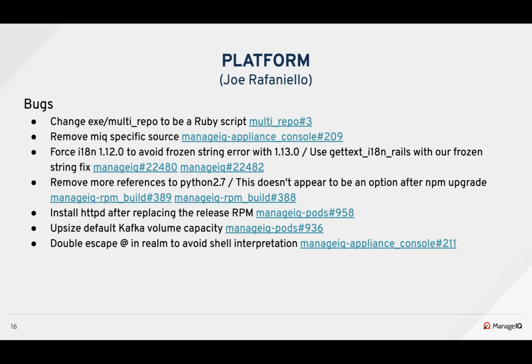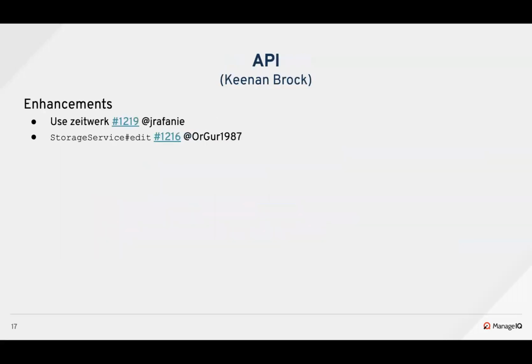Next, Brandon made some fixes in the RPM build regarding logic that appears to be no longer relevant following the NPM upgrade. Brandon also fixed an issue in pods by ensuring the HTTPD package is installed after the just installed CentOS stream release RPM. Nazar fixed a Kafka disk quota exceeded error by doubling the Kafka volume from 1 to 2 gigabytes. And finally, I fixed an issue in the appliance console's IPA code by ensuring the realm's @ symbol is double escaped to avoid shell interpretation. Next slide, onto the API.